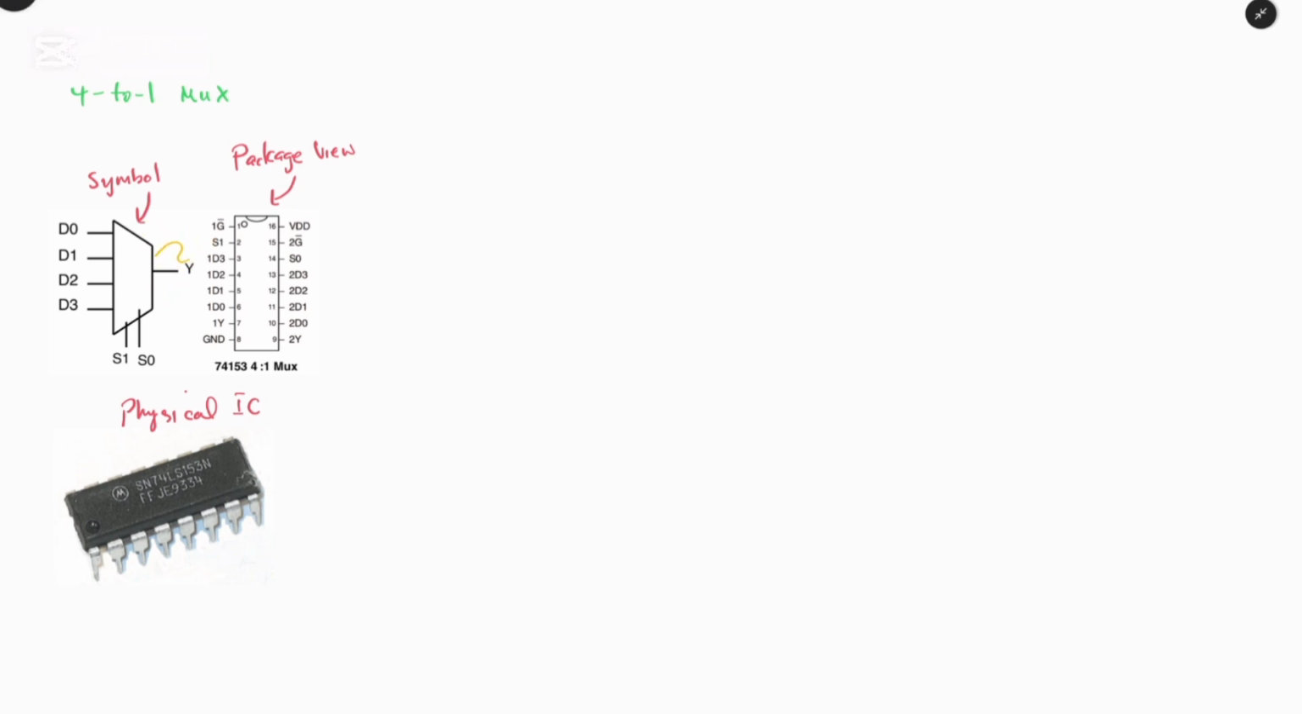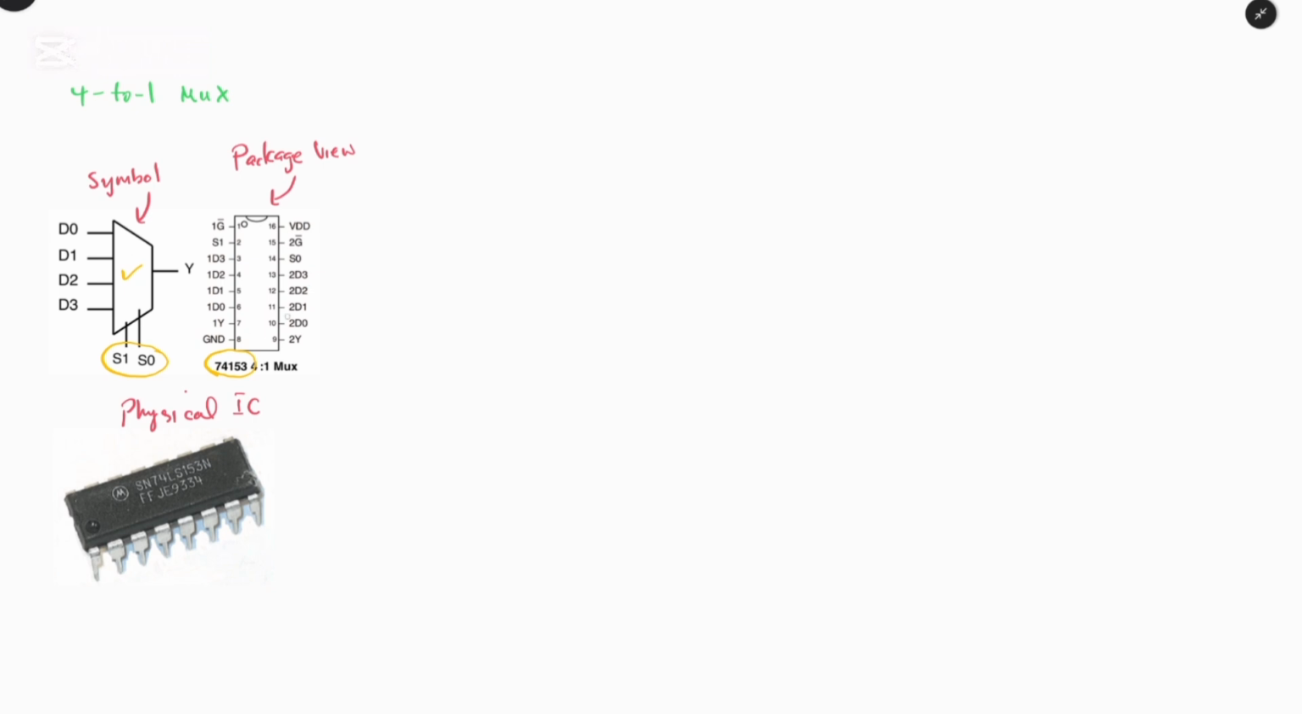And as you can see, we have the symbol of the 4 to 1 multiplexer, and we have the controls such as the select line. We have S1 and S0, which represent the two select lines. And when you look at the package view, this package view for the 4 to 1 multiplexer can be identified as 74153. So this is the chip that contains a 4 to 1 multiplexer operation. The second schematic we drew in our previous video is contained inside this IC chip.